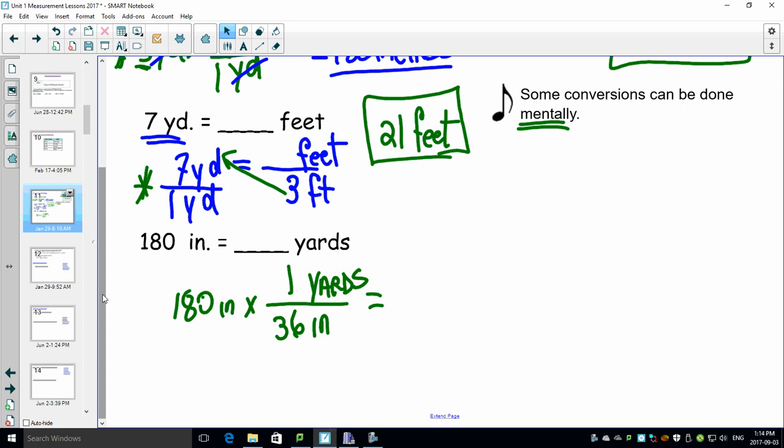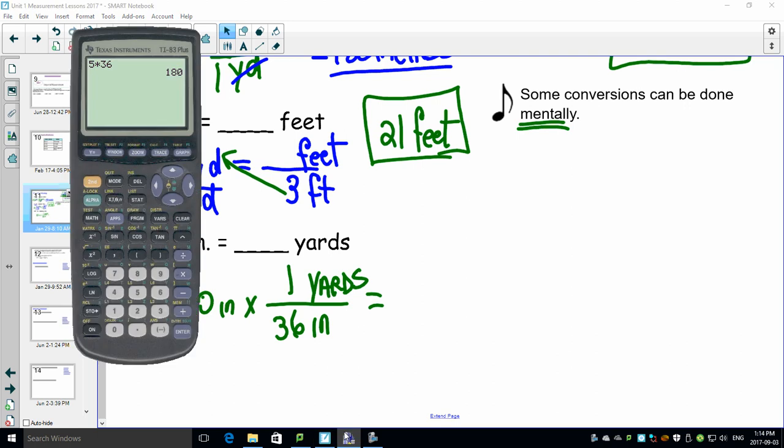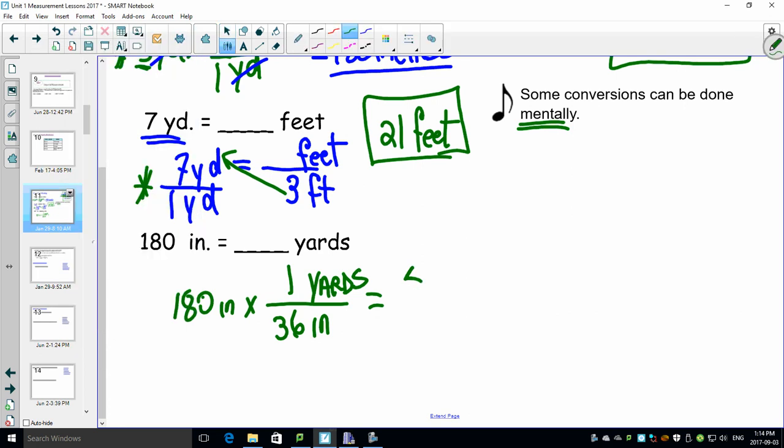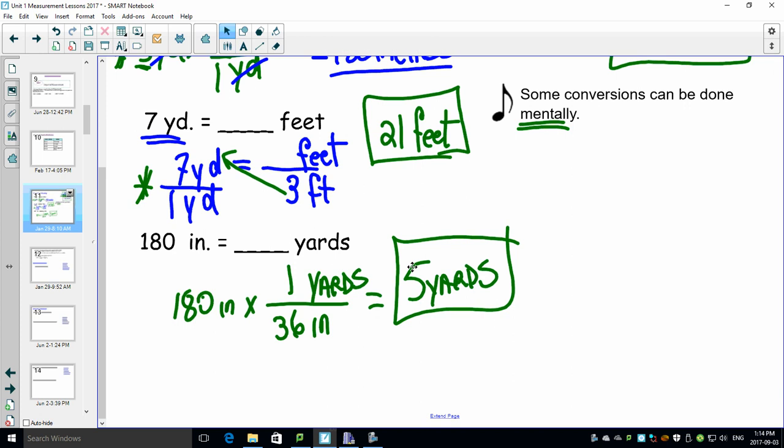So let's pull up our calculator. 180 divided by 36 works out to be exactly 5 yards. Isn't that interesting? Perfect. Well, we're good to go. So that's a simple type of conversion that we're going to look at. We're going to look at something a little bit more heavy duty when we get to the next step.